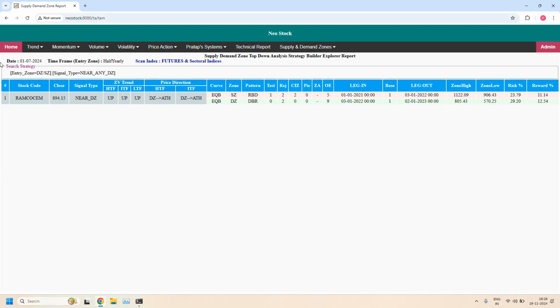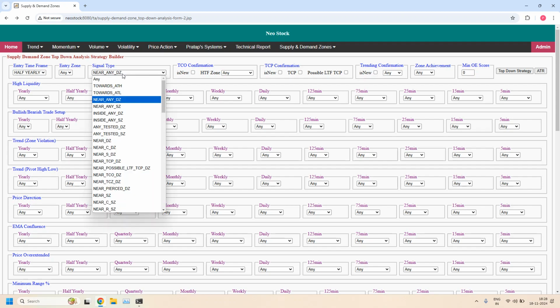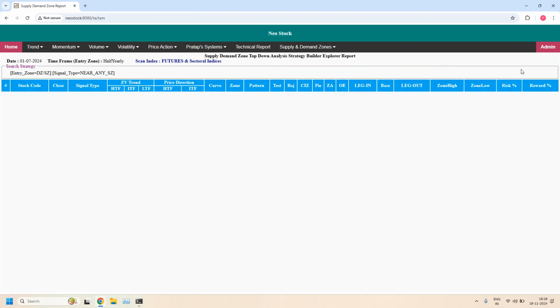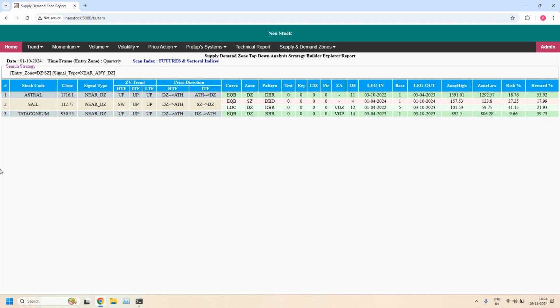Okay, now let us generate the next report. For half-yearly time frame, let us find the stocks near half-yearly supply zone. No stocks are available. Next time frame is quarterly. Stocks near quarterly demand zone. 3 stocks are filtered.